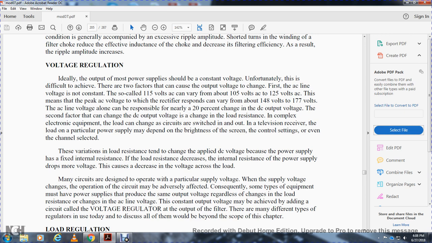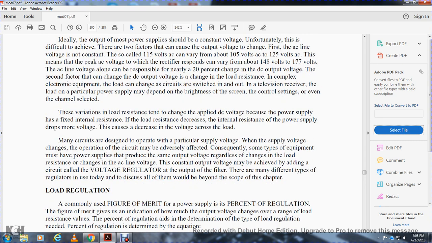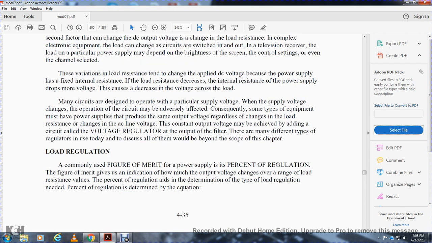AC line voltage can be responsible for a 20% change in the DC output, but the second factor can also change the DC output voltage: changes in the load resistance. In complex electronic equipment, the load can be changed as circuits switch in and out of a television receiver. The load of a particular power supply may depend on the brightness of the screen, the control settings, even the channel selected. The variation of load resistance changes the DC voltage, because the power supply has a fixed internal resistance. As the load resistance decreases, the internal resistance of the power supply drops more voltage, with a decrease of the voltage across the load.